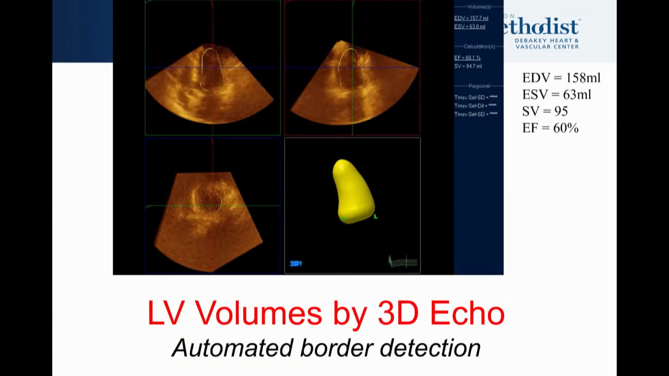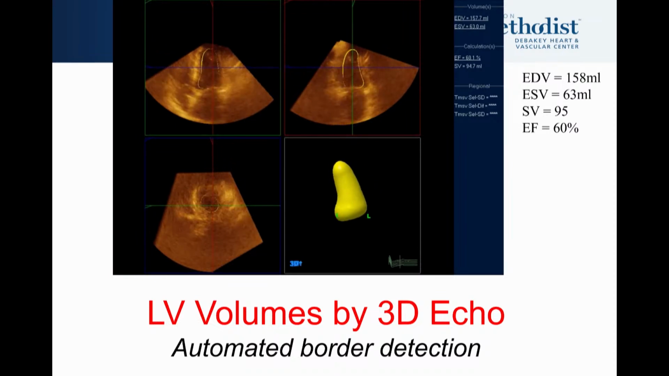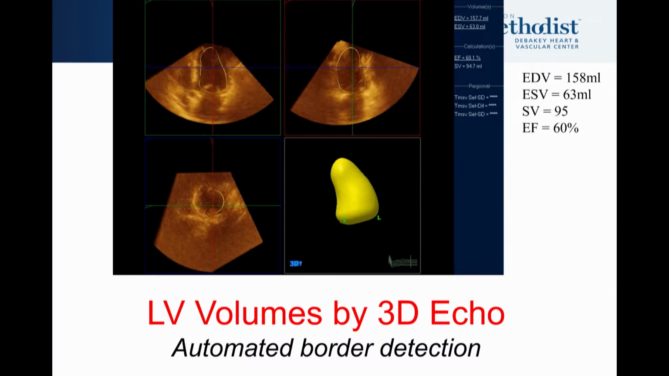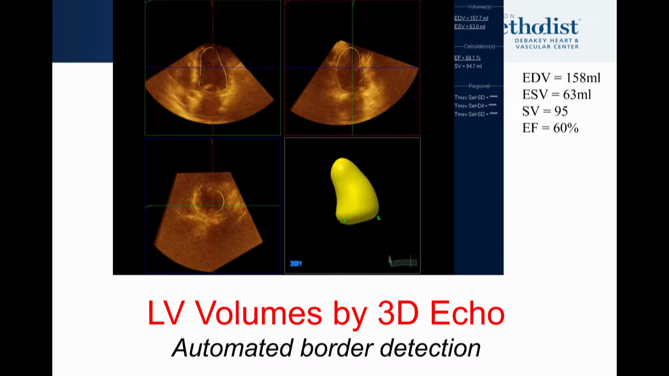All right, what about 3D? Well, 3D has been around now for quite some time. My goodness, I would say, what are you saying, Bill? 20 years or more? 3D has been around. Initially, it was this type of 3D where you were stitching several bits together and creating a format of the heart, and you get measurements.